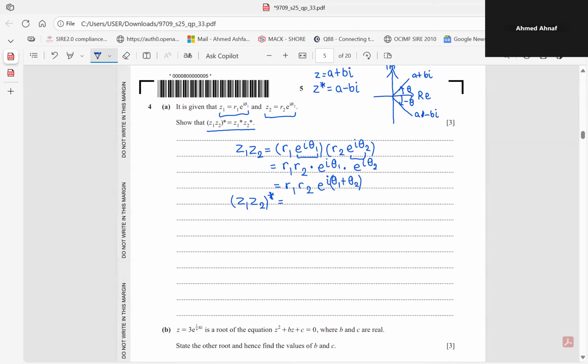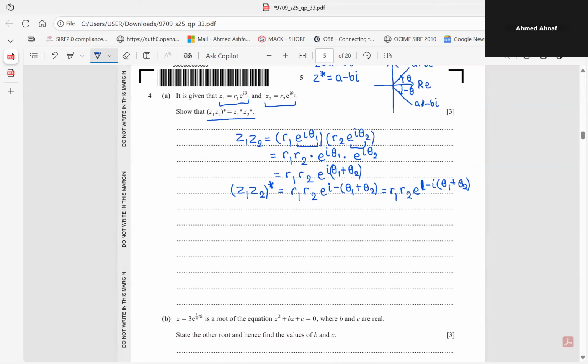So hence, the modulus doesn't change. So R1 times R2 still, but the argument just becomes negative. So this one would just be e to the power of i times minus theta 1 plus theta 2. So this would just be R1 times R2 e to the power of minus i times theta 1 plus theta 2. Okay, now let's figure out what Z1 conjugate is. Z1 times Z2 conjugate.